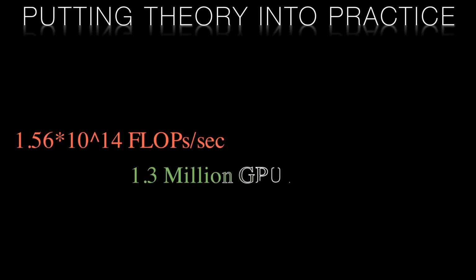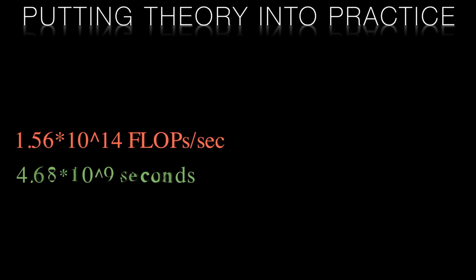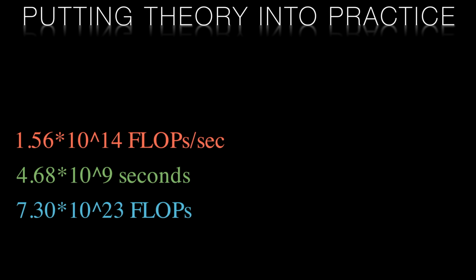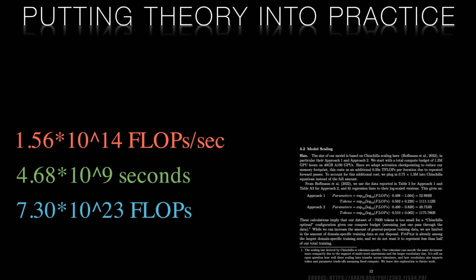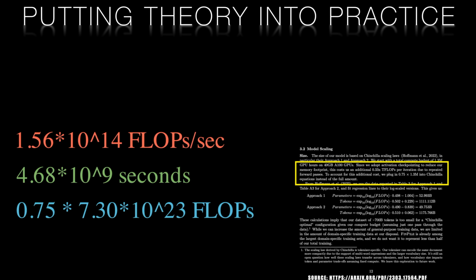The 1.3 million GPU hours can be converted into seconds, and for consistency, we'll represent this as 4.68 times 10 to the 9 seconds. Therefore, multiplying these two together, the budget equates to 7.3 times 10 to the 23 floating point operations. With reference to the paper again, the adoption of checkpointing acts as a kind of tax on the flops utilised, so we'll need to apply a scaling factor of 75% to this number of flops.